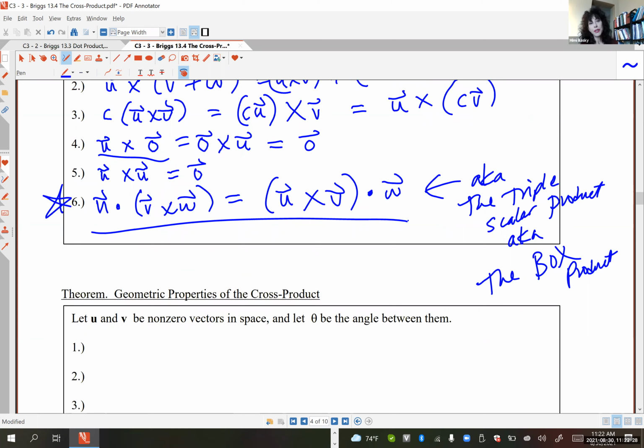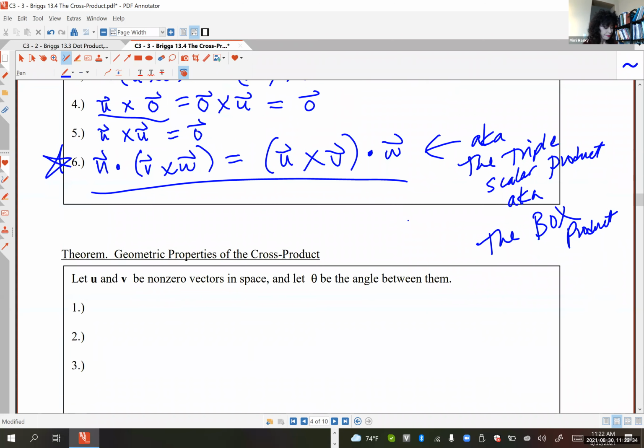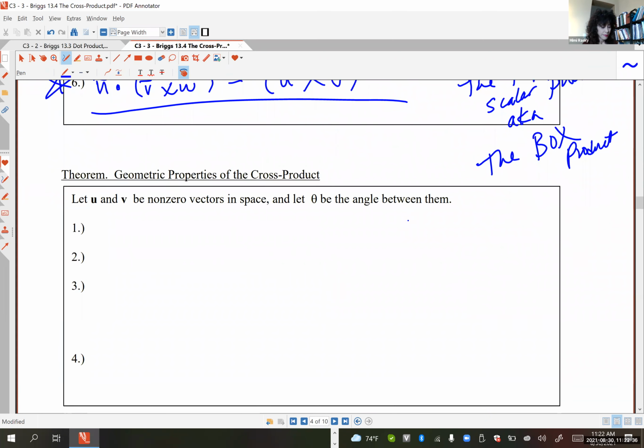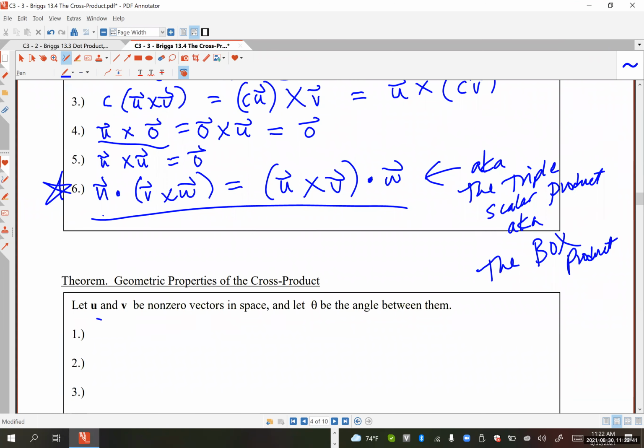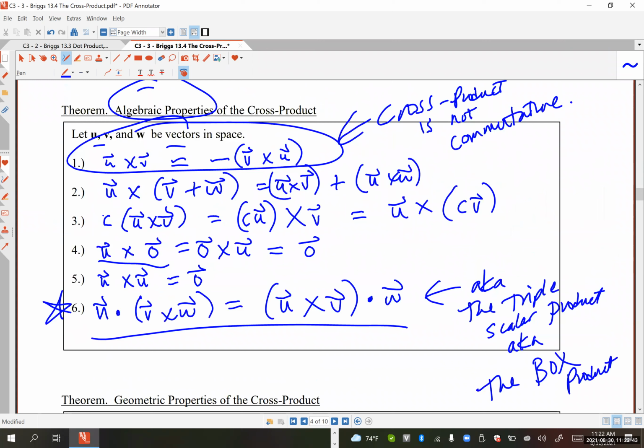That's algebraic properties. Now let's talk about geometric, meaning more visualizing. Professor Reski, sure. Really quick on the fourth one, just so I understand that correctly, if you take a vector and cross product it with the zero vector or vice versa, it's going to be the zero vector? Yes, every time.